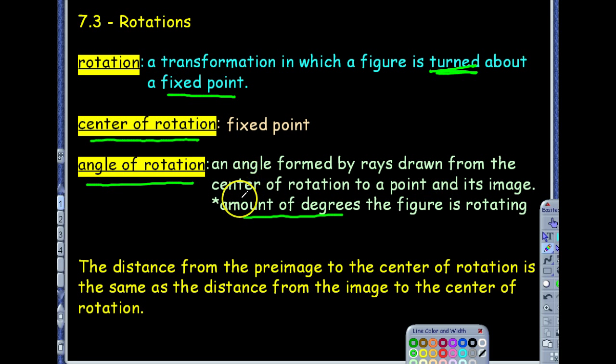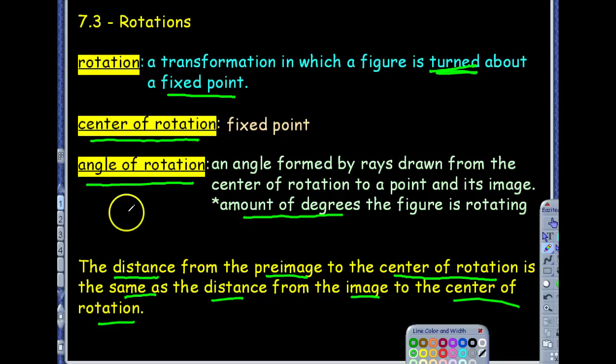Now, it also says in a rotation that the distance from your pre-image to the center of rotation, and you'll be told what that center of rotation is, is the same as the distance from the image to the center of rotation as well. So if you draw those distances in, they should be the same if you correctly rotate.